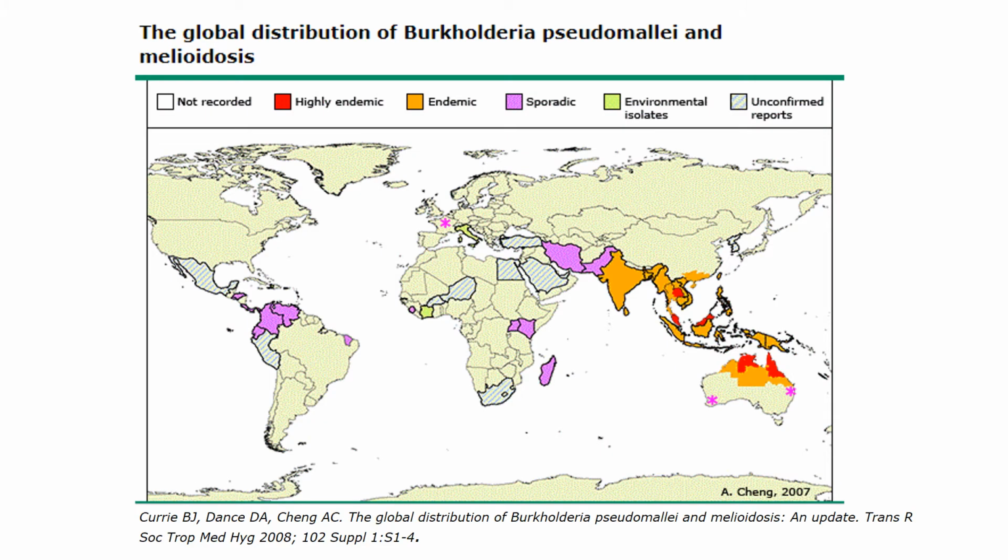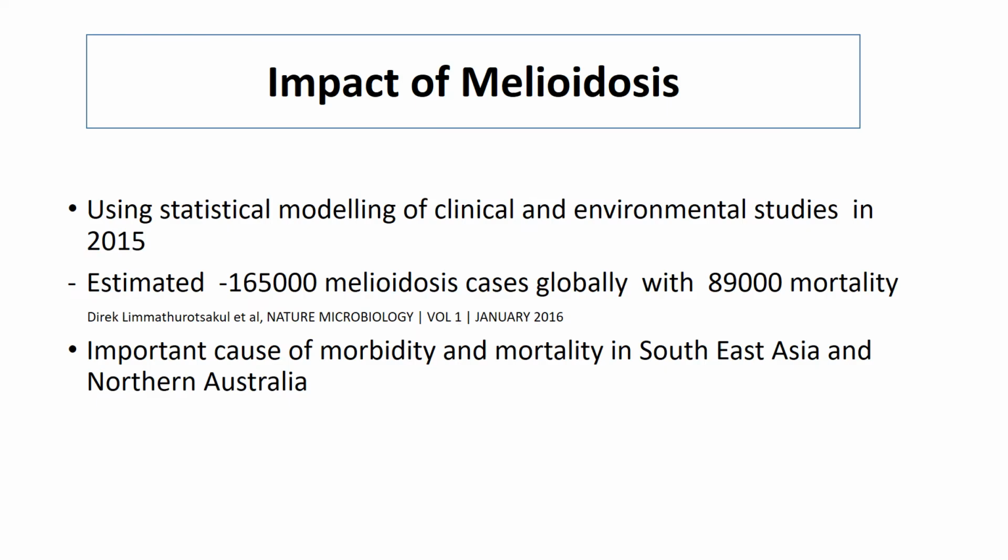Let's look at the global distribution of Burkholderia pseudomallei and melioidosis. As you can see, the red color on the map shows highly endemic areas, and yes, we are highly endemic: Malaysia, Peninsular as well as Sabah and Sarawak, and the Northern Territory of Australia. However, if you look at endemicity, the whole of Southeast Asia is actually endemic for melioidosis.